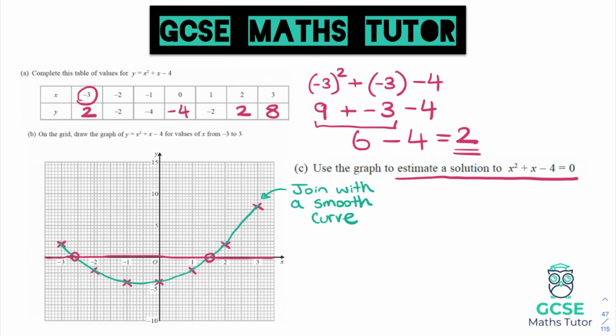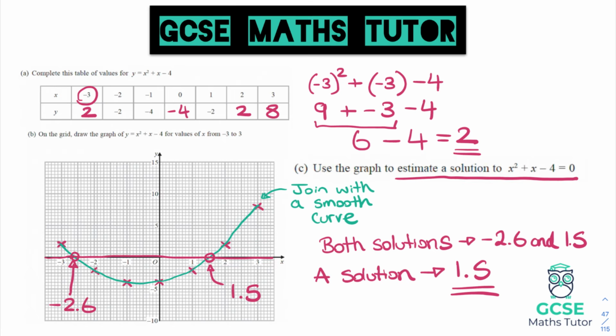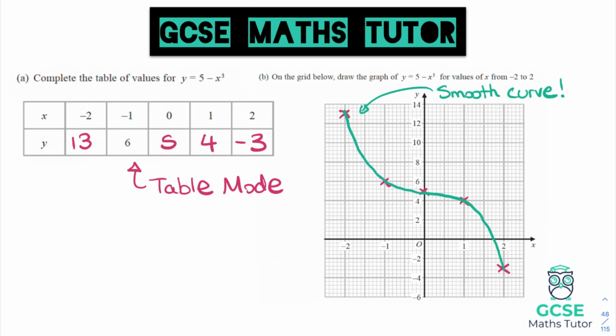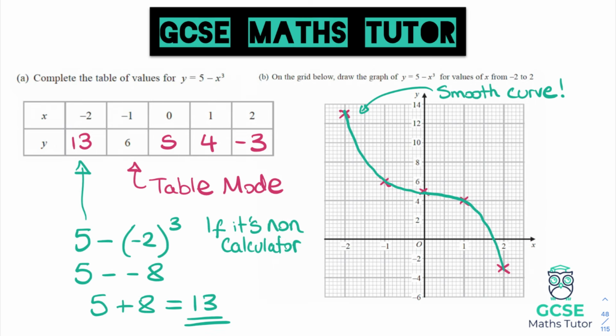If you're asked to find a solution, remember that's where it crosses through the x-axis, so there's two numbers, unless of course it says equal to a different number. When looking at a cubic graph, you'd follow the same process. A cubic does have a different shape, but you can use table mode on your calculator, which may be helpful. Anyway, you can fill them in using the same process, so just subbing those numbers into the equation and then drawing it nice and neatly with a nice smooth curve.